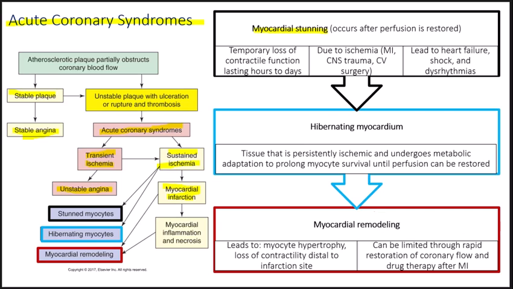Next up is myocardial remodeling. We're going to see myocardial remodeling occurring after a myocardial infarction, and it's also going to be occurring after inflammation and necrosis is evident. So those pathophysiological changes are evident. Myocardial remodeling can lead to hypertrophy or enlarging of myocytes as a response to these events, and it can cause loss of contractility. But we can really limit the degree of remodeling by rapidly restoring coronary flow.